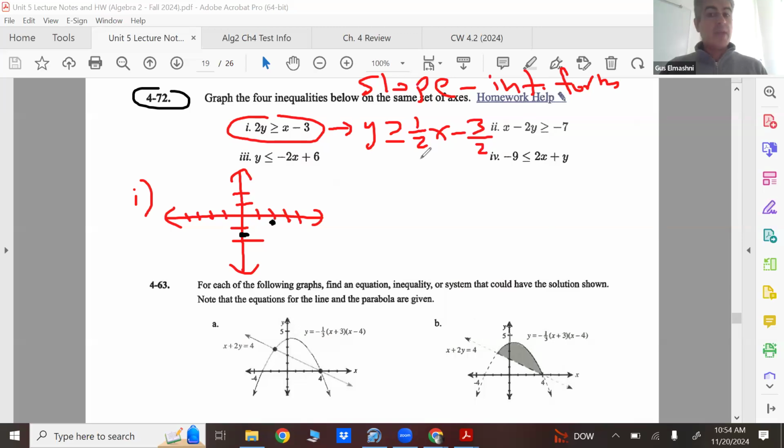What's the one? -3/2 or -1.5. And I go up 1 over 2. And then what do I do about those two dots? Just connect them, right? So you guys have done this many times. This is nothing new. The only thing that's kind of new or just different is the inequality part, right? You guys remember what to do when you see an inequality? What you have to do after you graph the lines? Jazz, remember?